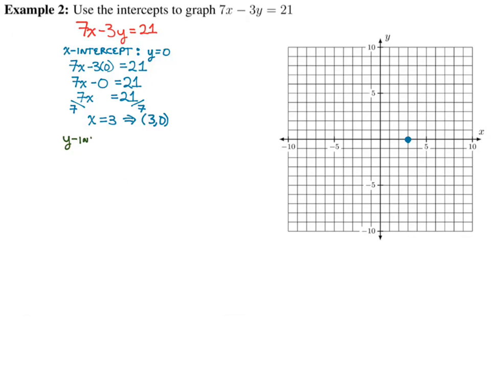Now for the y-intercept, that's when x is 0. Throw in 0 for x.